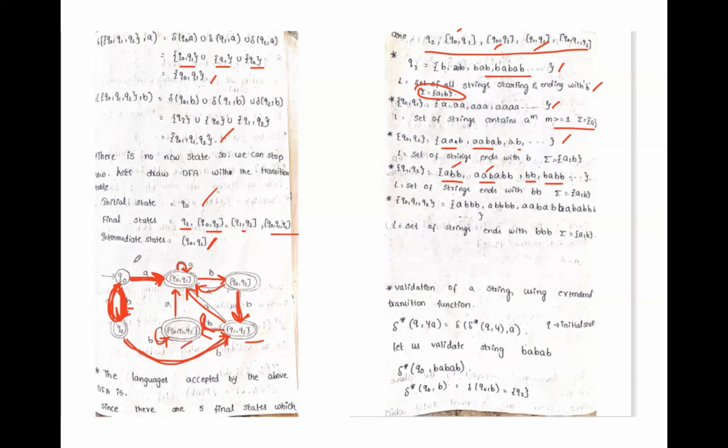For Q0, Q1, Q2, the strings are ABBB, that is one possible string. Then ABBB, and here with the self loop you'll get A followed by 4 B's and so on. So this can be written as the set of strings that end with BBB. So you can see the minimum string is A followed by 3 B's.